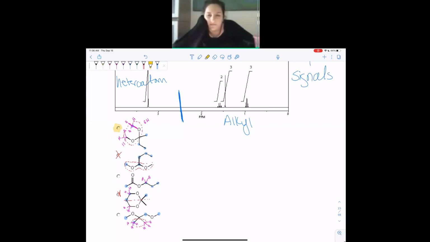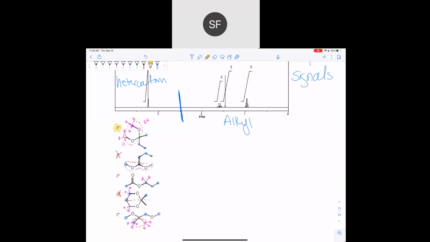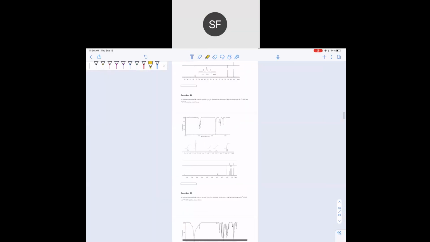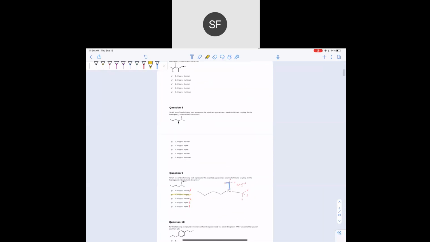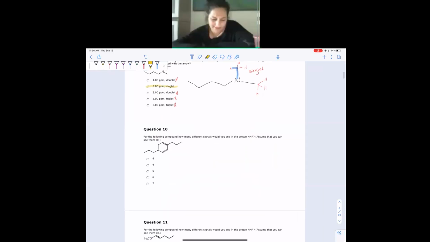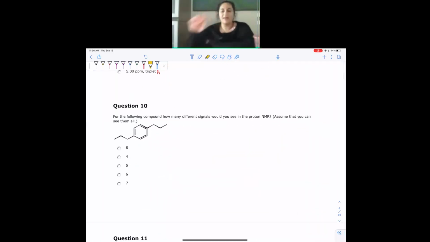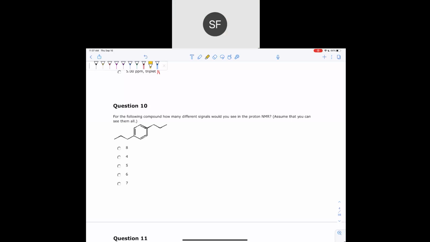Can we look at number 10, please? I am confused. Yeah, let's do number 10. Okay. So, first things first, can we do the following one? Yes, I just was confused on finding if there was symmetry. It looks like there's symmetry, but I'm not sure how to draw it.